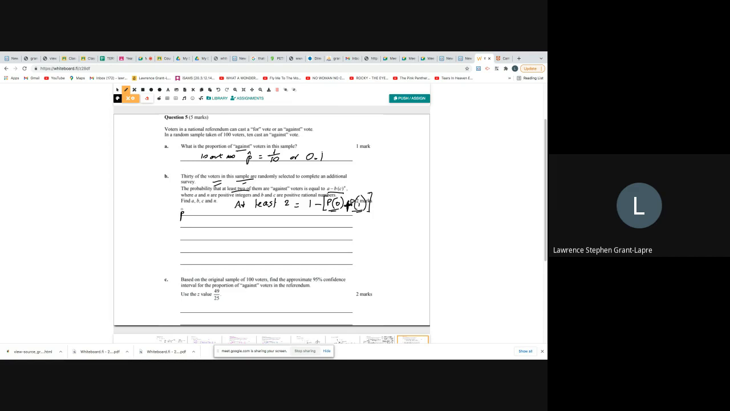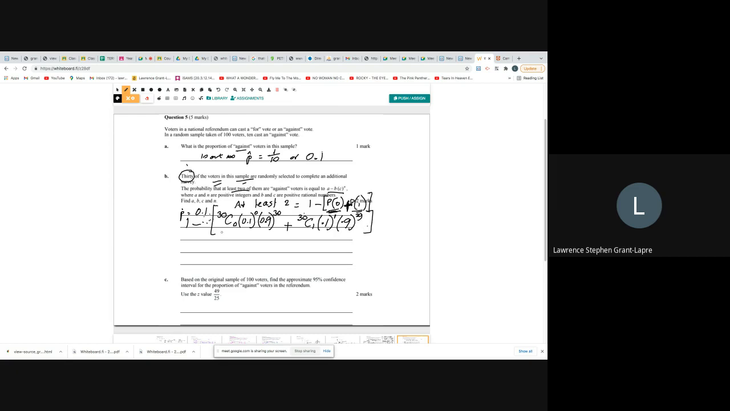So if p is 0.1, out of 30, that would be 30C0, p to the power of 0, and the rest 0.9 to the power of 30. That's for none. For 1 it would be 30C1, 0.1 to the power of 1, and 0.9 to the power of 29. And we take that away from 1, minus all of that.